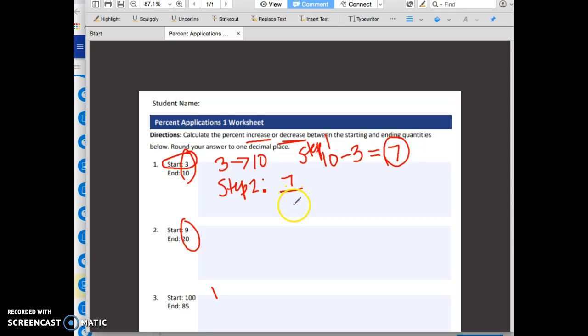What are we going to put on bottom? What was our original number? That would be the start. A start would be an original number, right? The original amount always goes on bottom. All right, so 7 divided by 3.